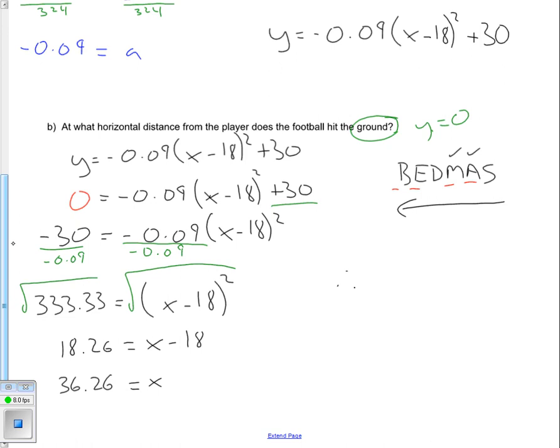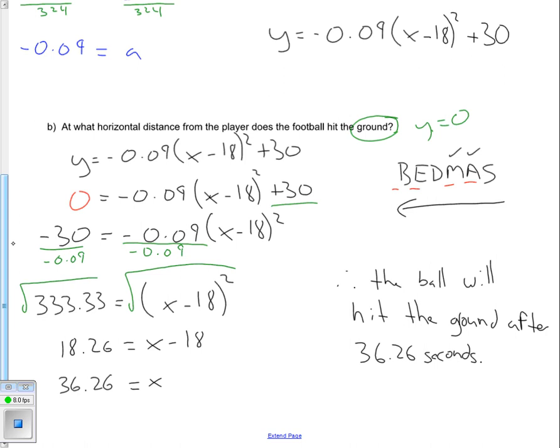So that means that the ball is actually going to hit the ground after 36.26 seconds. Okay. So again, making use of your algebra skills will be really important in order to solve a lot of these questions.